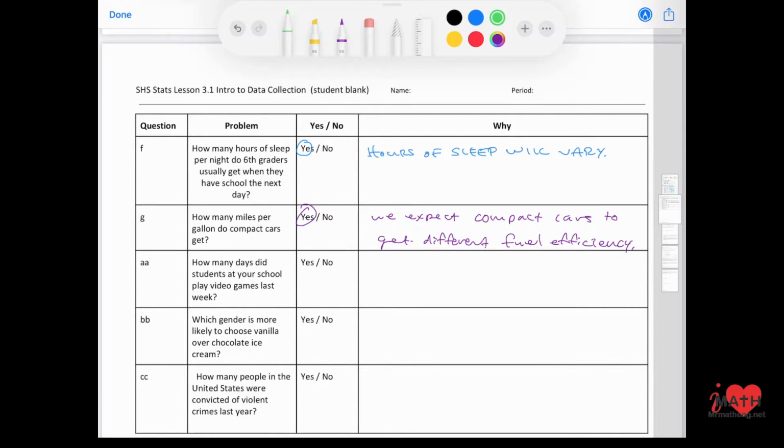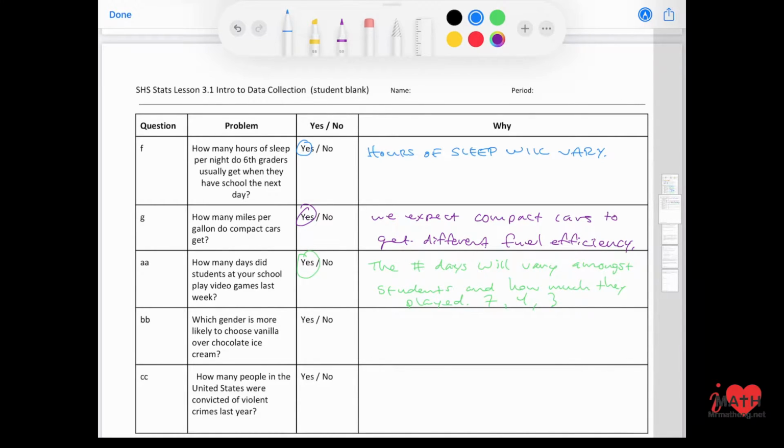Double A, how many days did students play? Yes. Why is that the case? The data, the number of days, will vary among students in how much they played, right? You might have a student who played 27 days, or you might have someone who did 4 or 3, right? And then that gives us a list of numbers that we can use.